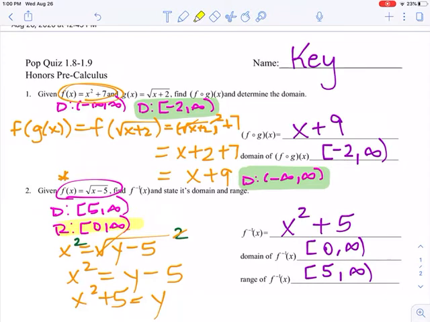Now, remember, our domain and range switch, just like our x's and y's switch. So the domain of f becomes the range of f inverse, and the range of f becomes the domain of f inverse. Remember, we are taking a square root graph and we are finding its inverse. So when we get to the inverse, this is only half of a parabola, okay? Because we are taking the inverse of this square root graph, okay?